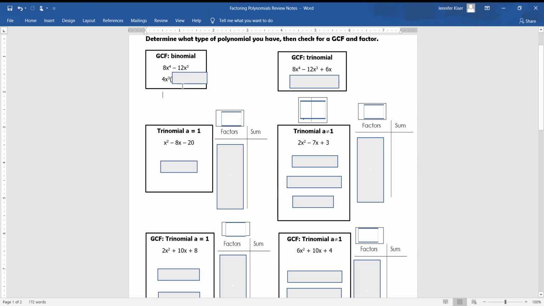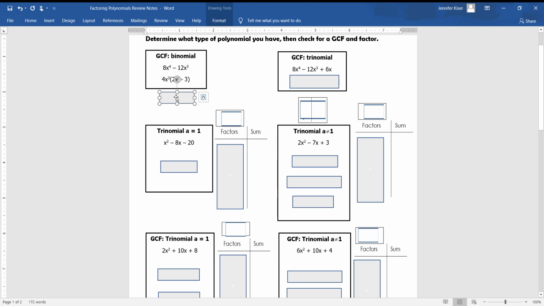Because 4x to the third times what will give you the 8x to the fourth? So 4 times 2 will give you the 8. And then you want x to the fourth, and you have x to the third there. So that'd have to be 2x then. And then you'll figure out 4x to the third times what will give you the negative 12x to the third. So then that'd be negative 3.